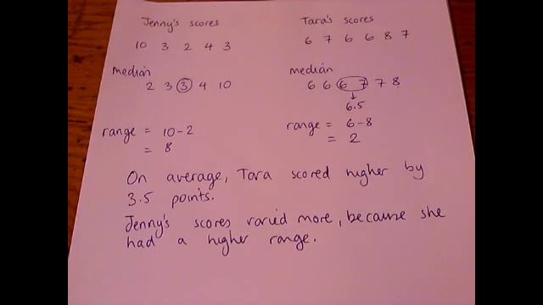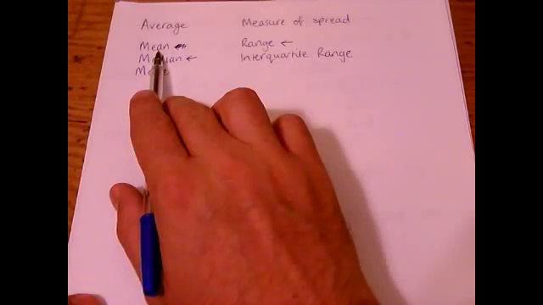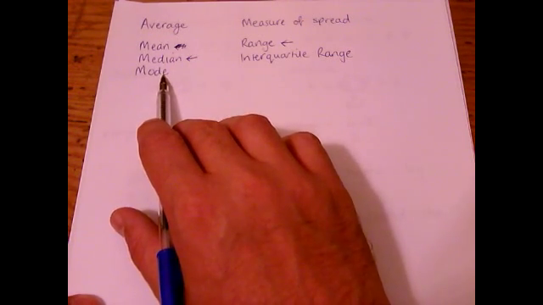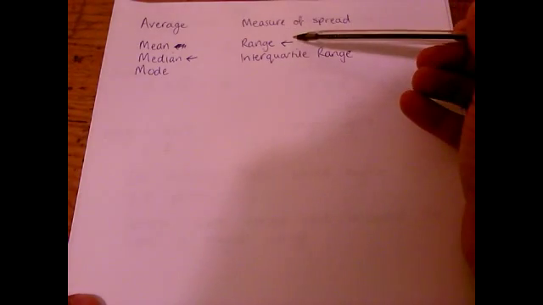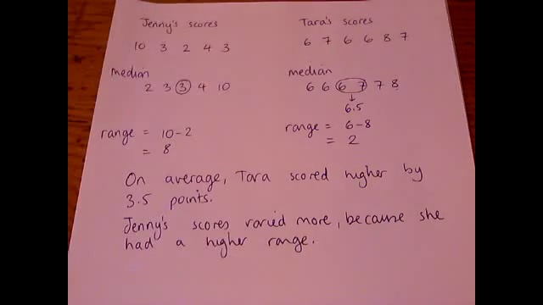So the key things to remember are, when you're comparing two lists of data, you need to work out an average, and normally you would say that's the mean, occasionally the median, not very often the mode, and you need to compare also the range so that you can tell how spread out or how varied the data was.